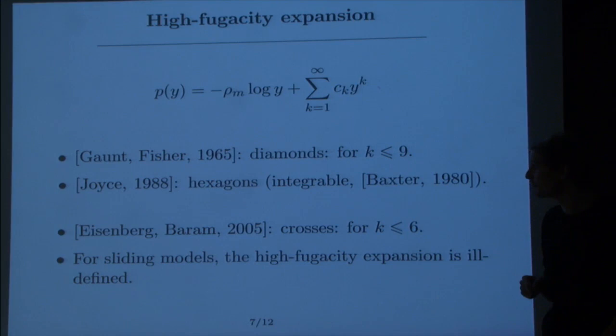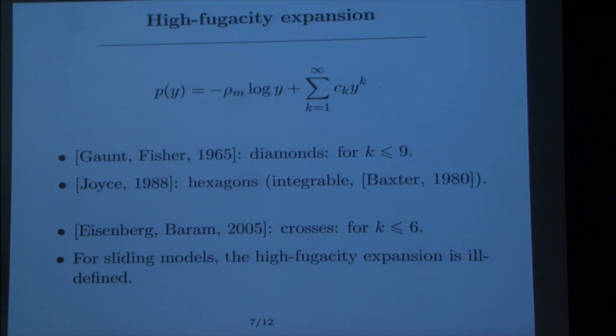But now what I'd like to finish with is what happens for sliding models. So this is all true when I don't have sliding. When I don't have sliding, I have an expansion in 1 over z, which means that I can treat the high density phase if I don't have sliding.